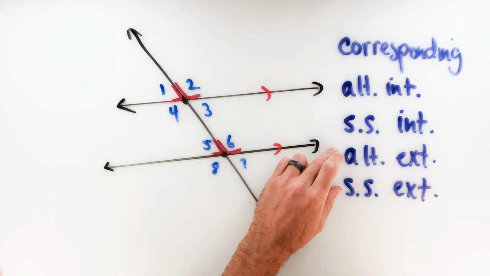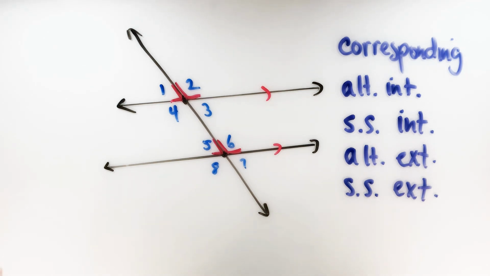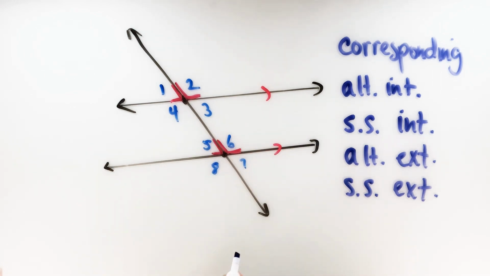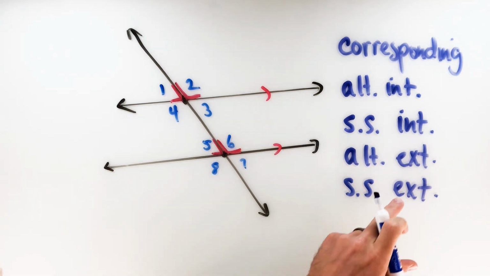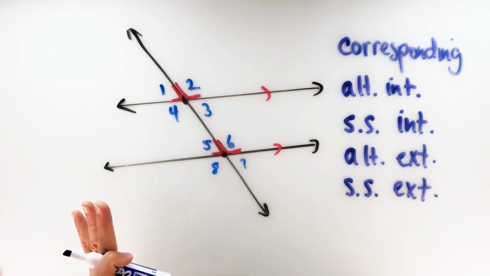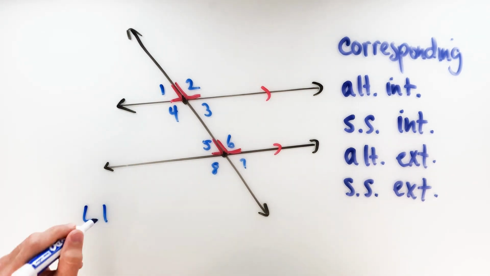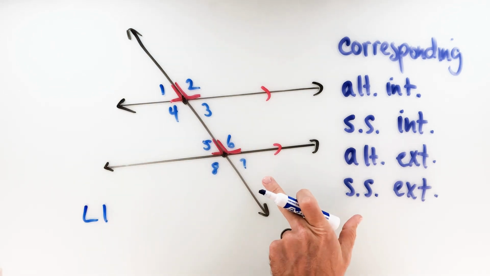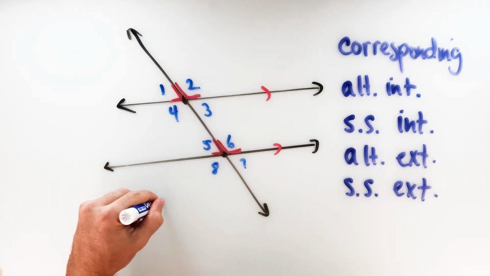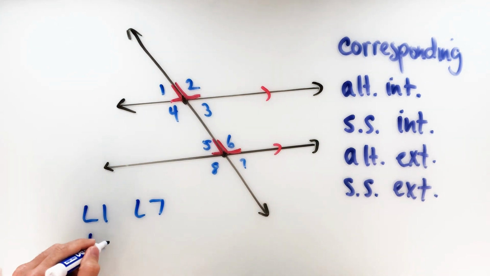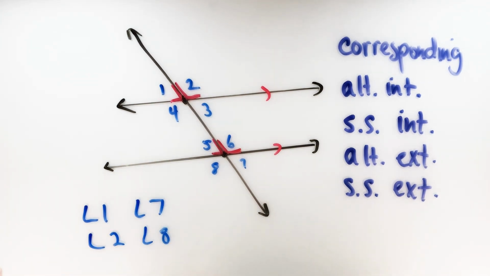And now we just have to look at alternate versus same side. So starting with a pair of alternate exterior angles. Again, alternate means on opposite sides of the transversal. I need one on the left, one on the right. And exterior meaning I need to stay outside the parallel lines. So if I look at angle 1, it would be alternate exterior to, down here, angle 7. The other pair, I've got angle 2 and angle 8. Okay, so those would be my alternate exterior angles.